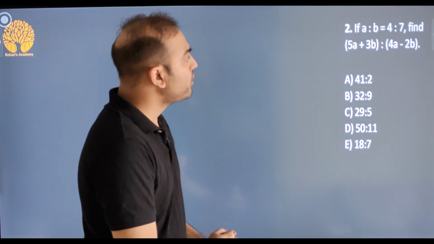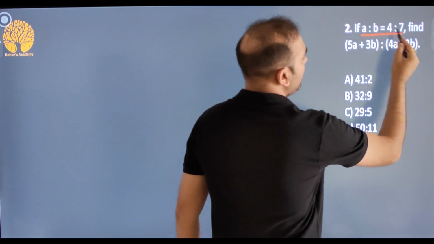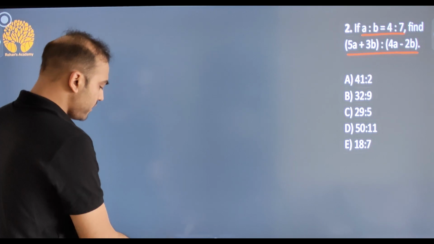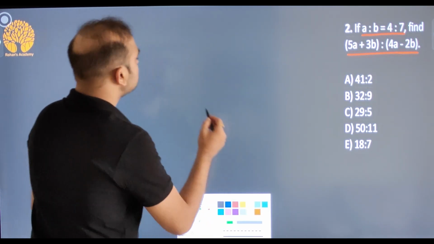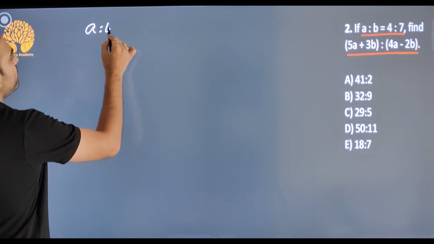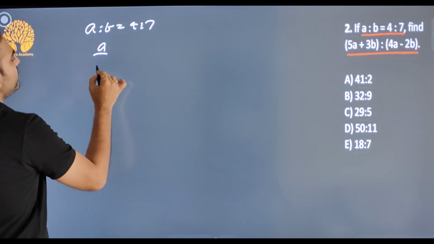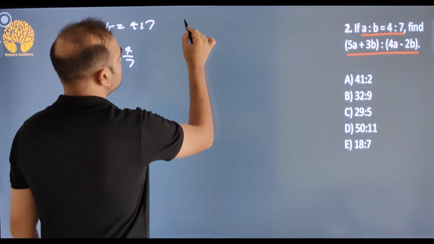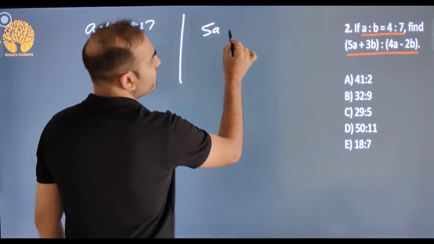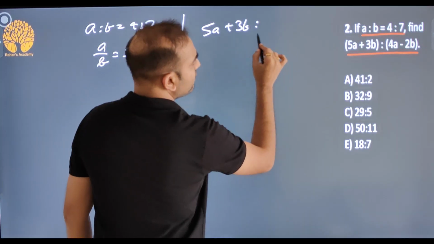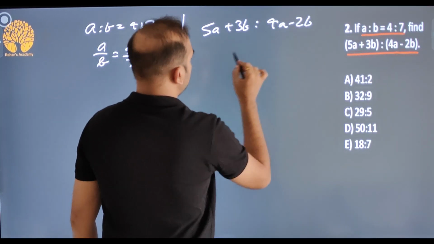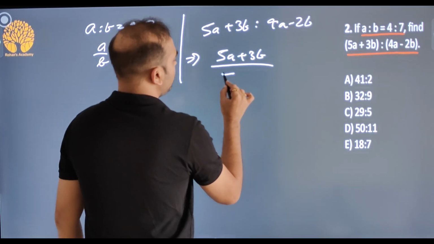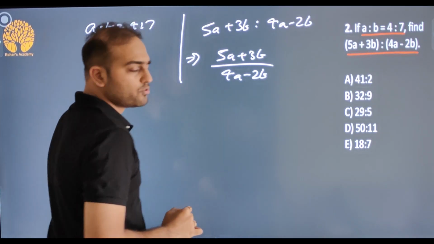Okay, moving on to the next question. We have a is to b and we are supposed to find some ratio. a is to b is given to us as 4 by 7, which simply means a by b is 4 by 7. And we are asked 5a plus 3b is to 4a minus 2b. This is 5a plus 3b whole divided by 4a minus 2b.